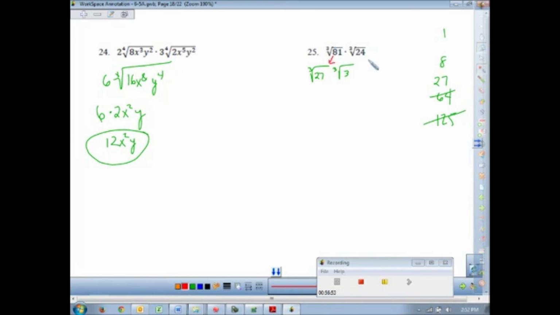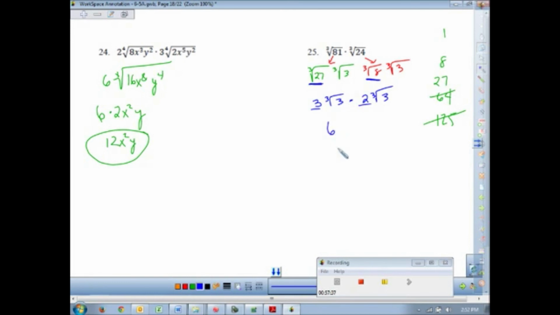How about 24? What's the biggest perfect cube that goes into him? 8. How many times? 3. So see if you can clean that up. You got a couple of perfect guys and a couple of non-perfect guys. You really have this. With me on the 3 cube roots of 3 times 2 cube roots of 3? Yeah? And then 3 times 2 is 6.